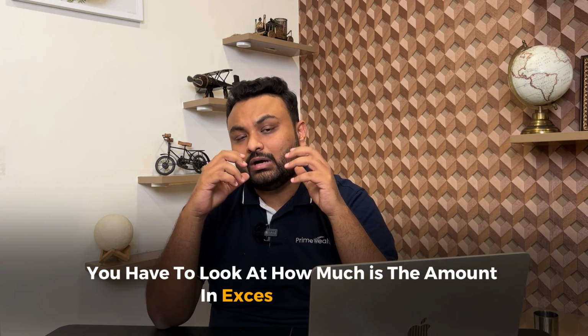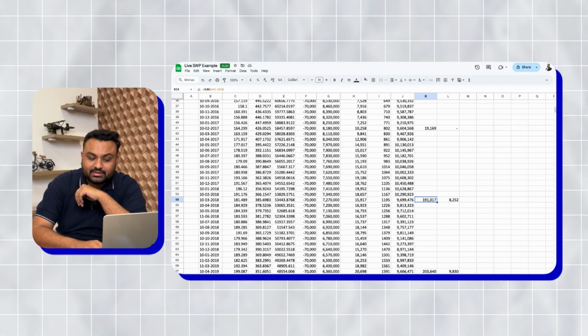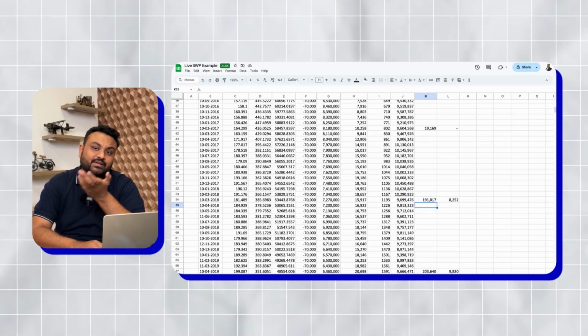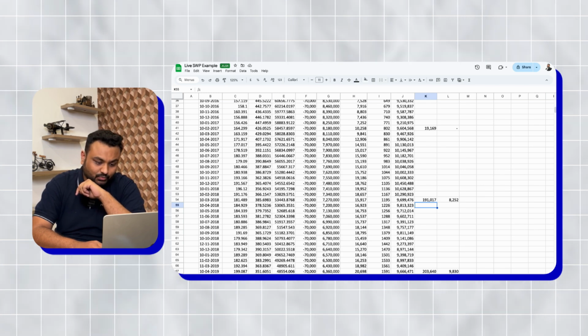1,91,000. Now what I told you, you have to look at how much is the amount in excess of 1,25,000. In this case, if you see, almost out of the 191, 125 will be exempted, and you only have to pay tax on the differential amount, right?